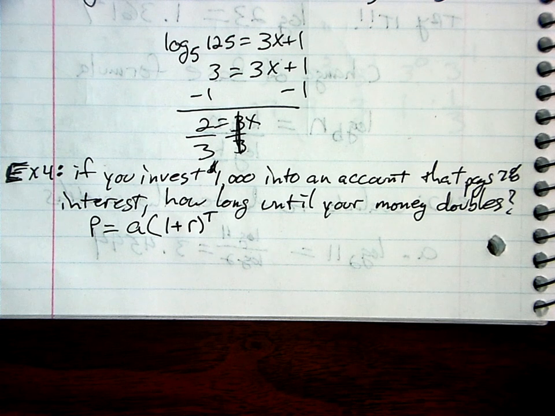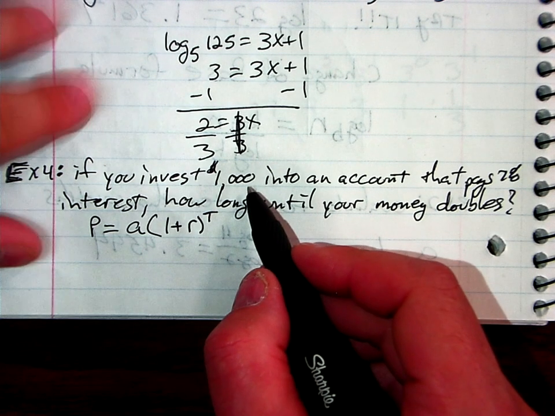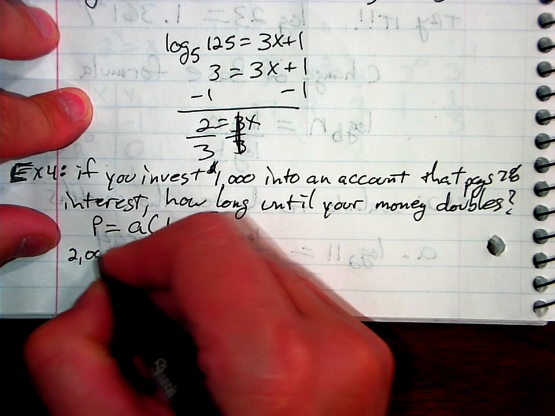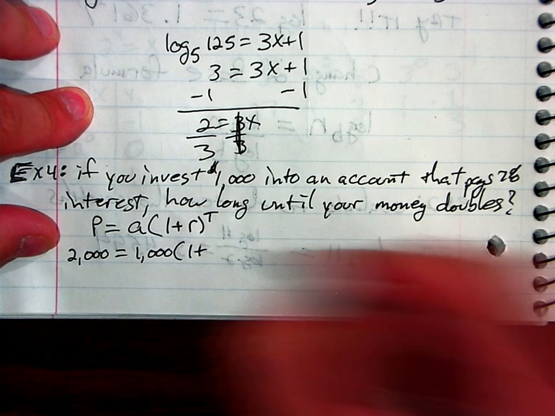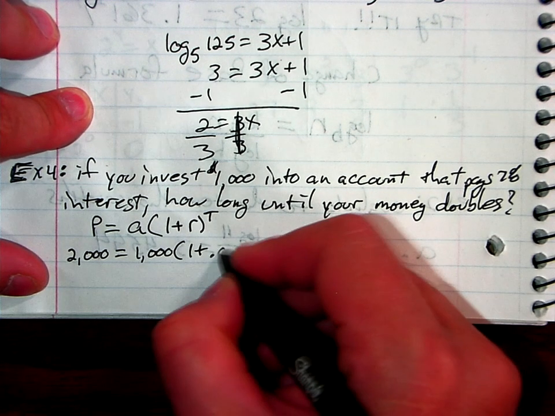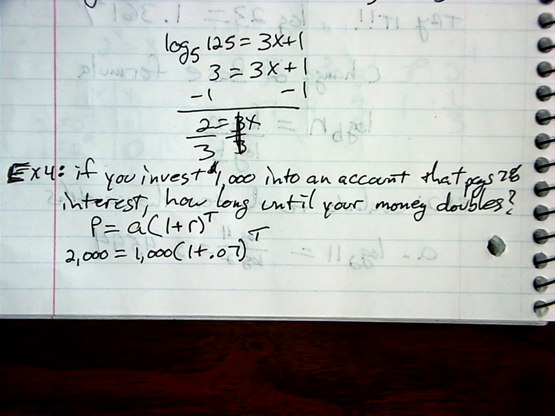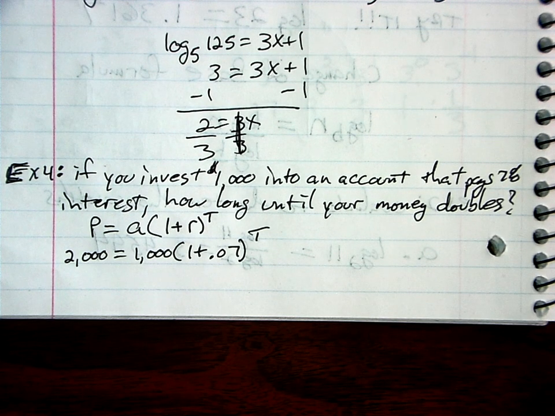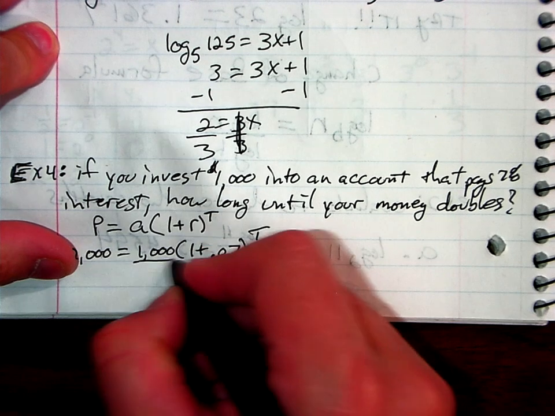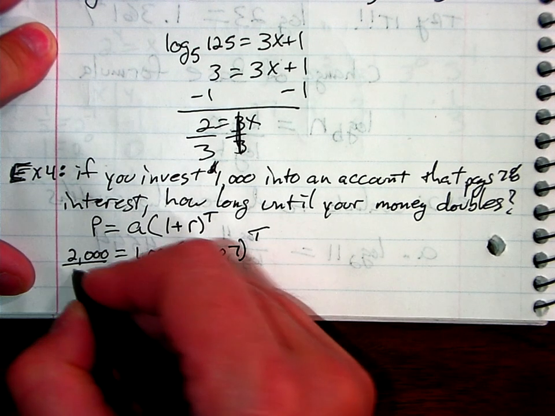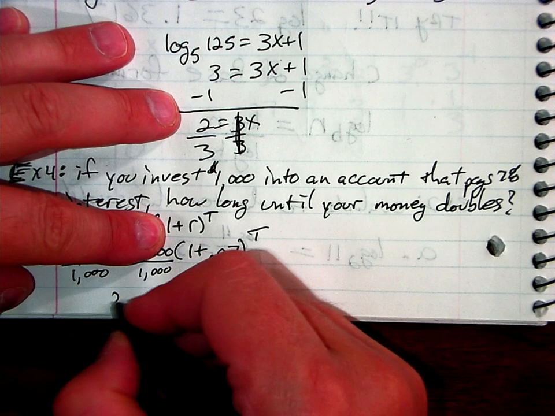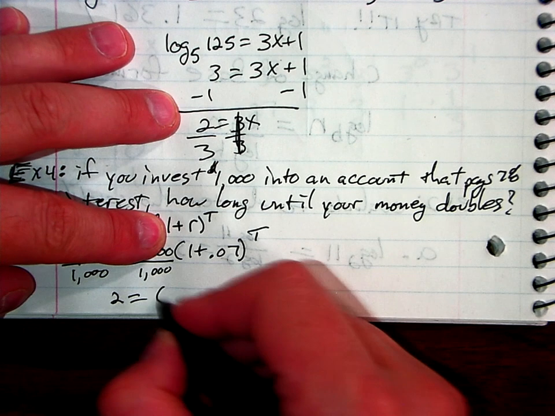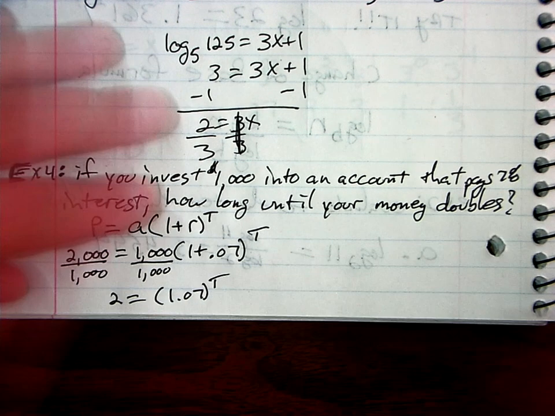Now it wants to know how long it doubles. If we start with 1,000, what is doubling 1,000? 2,000 equals 1,000. 1 plus our rate is 7%, which we write as 0.07, and we're solving for time. So if it was me, what I would do is get rid of the 1,000 first. So we're going to divide by 1,000. So that's going to give me 2 equals 1 plus 0.07, which is 1.07 raised to the T.